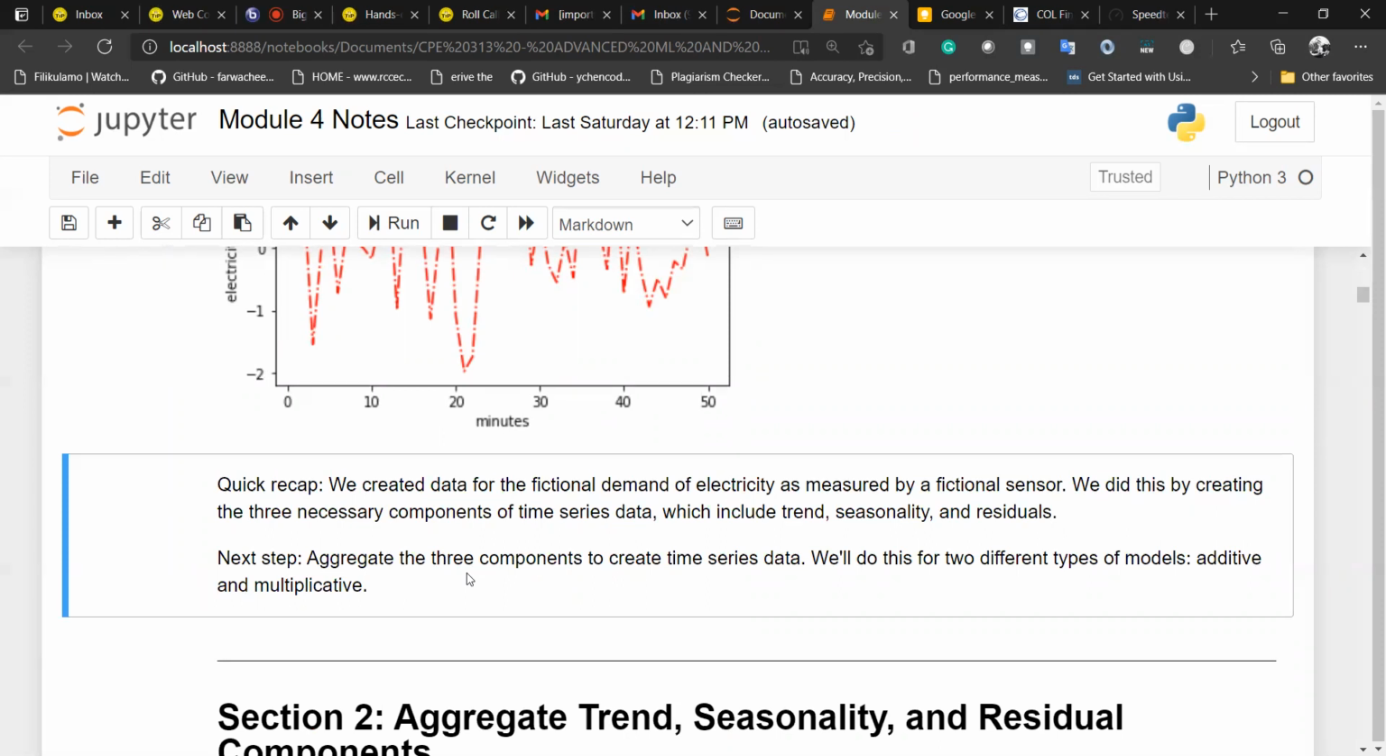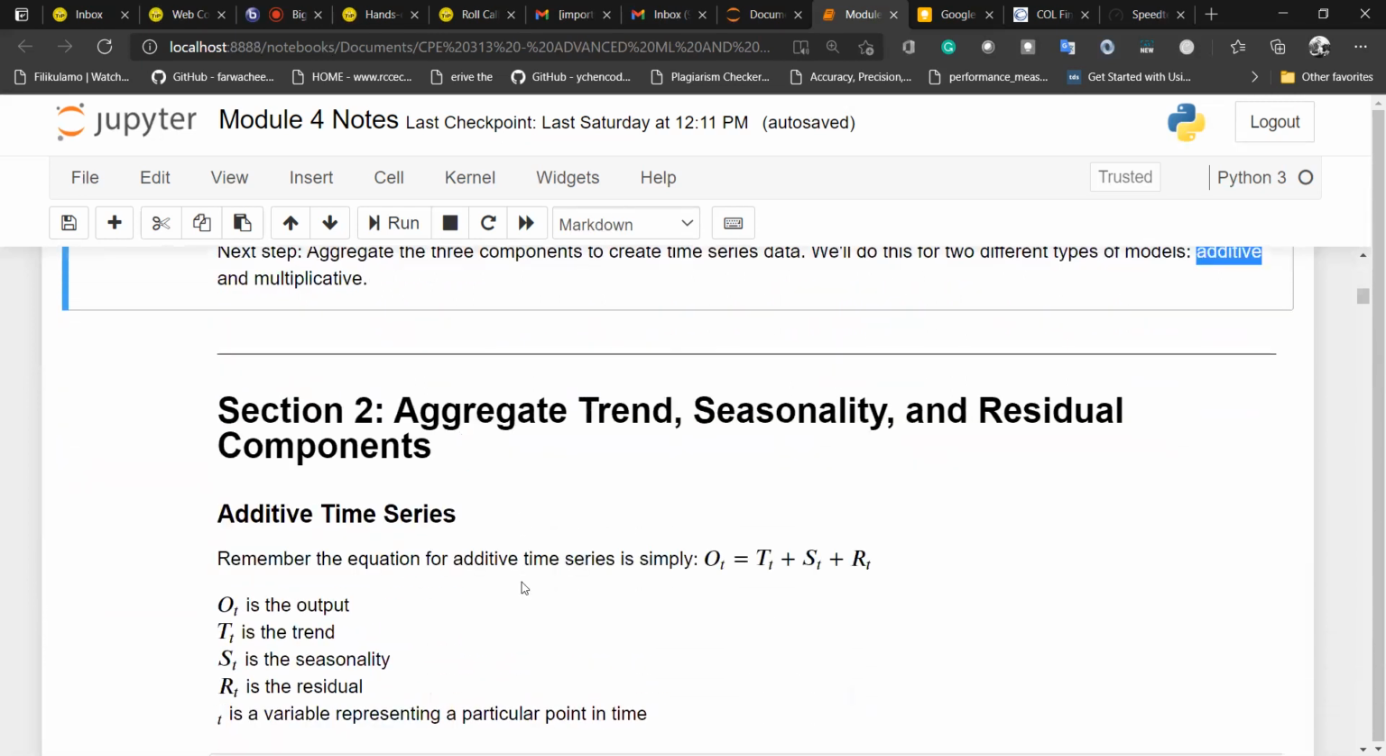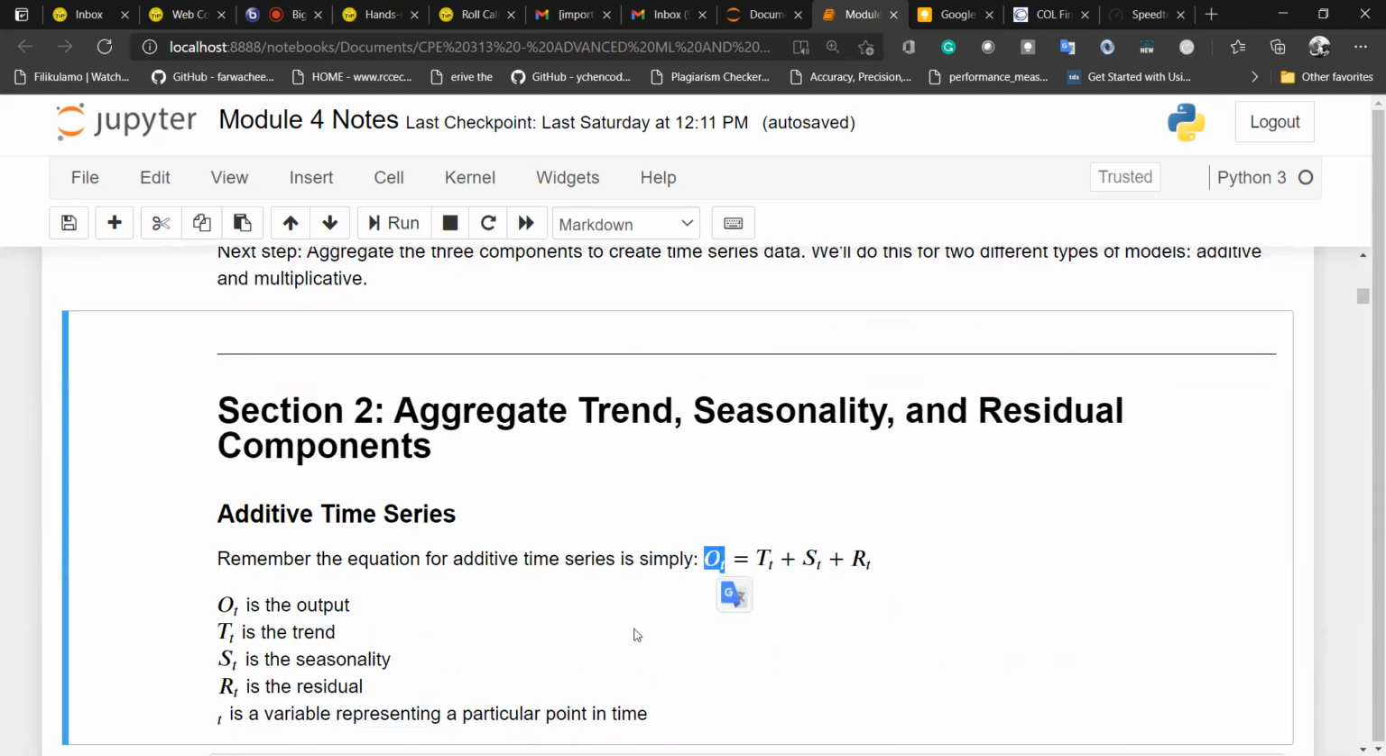Now, when we say aggregate, we try to add these components all together to create the time series data. And we'll do this for two different types of models. No? We have two different types of modeling for time series. We have the additive modeling and the multiplicative. Now, how do we do aggregation? So the formula for additive is the additive time series, which is equal to OT.